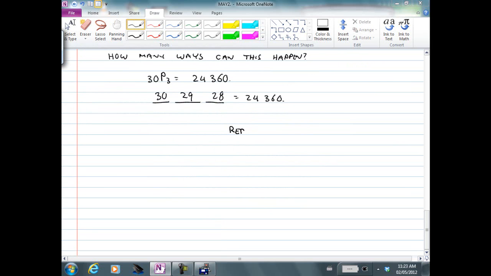Repetitions. Repetitions. This is crucial. I'm going to change the word now. Let's say I give you the word assist. If I were to use every single letter, how many different words can be created? Notice I use the word different, words can be created.